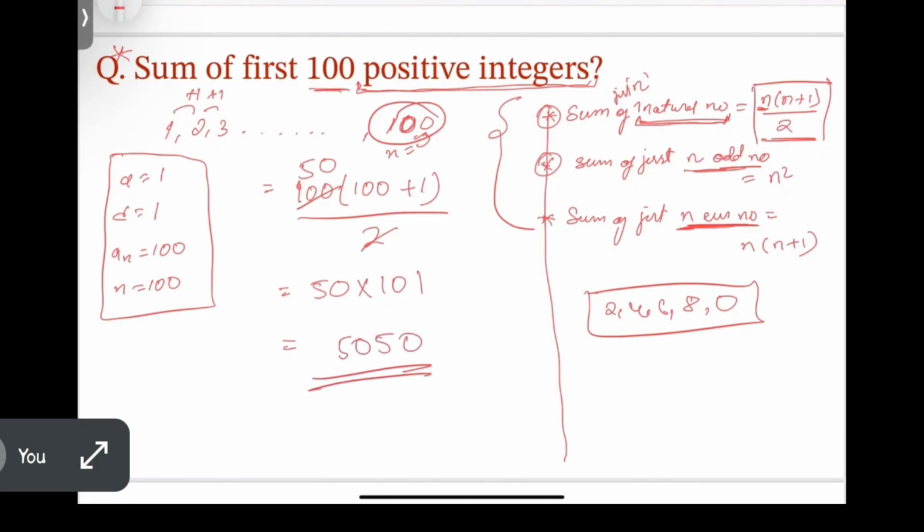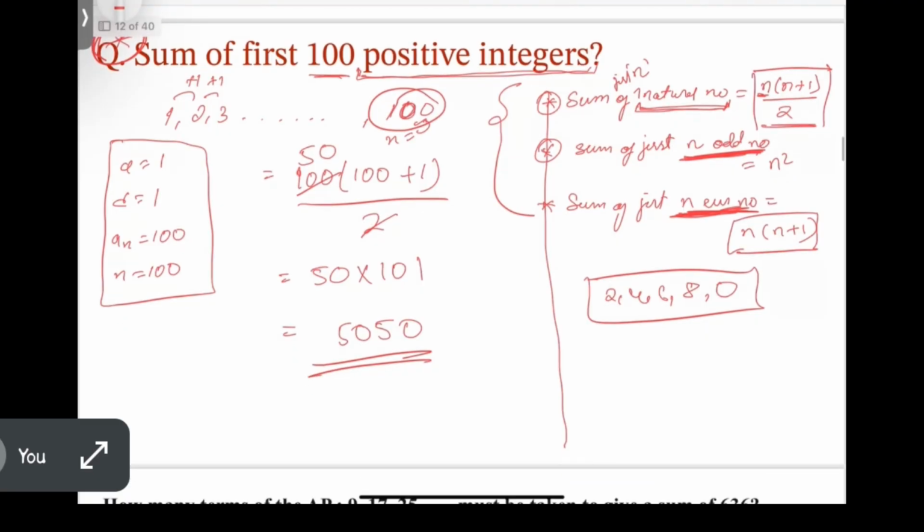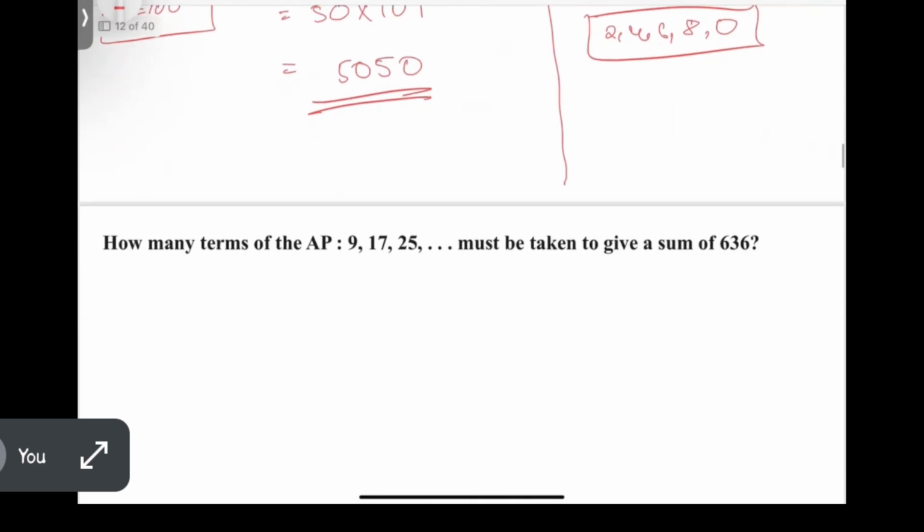This is also an important question. Who knows, they may ask you the sum of the first n odd numbers also, or the sum of the first n even numbers. Then you just use this formula. It will give you the sum of the first 50 even numbers, the sum of the first 70 odd numbers, like that, okay? So likewise, you use the formula. I'll just move on to the next now.